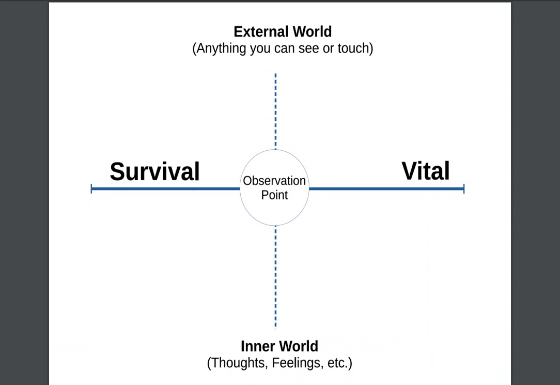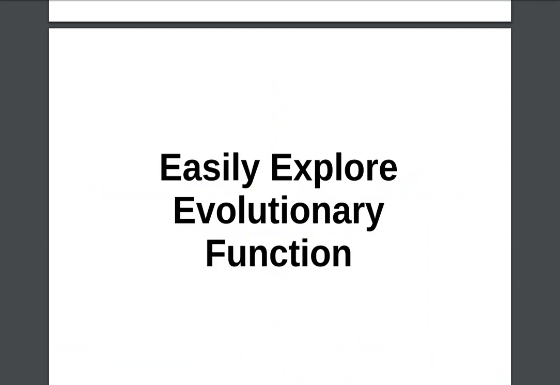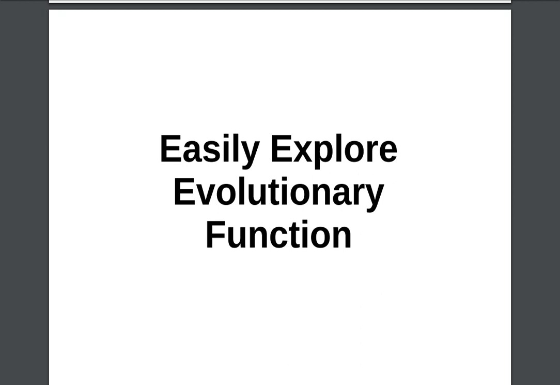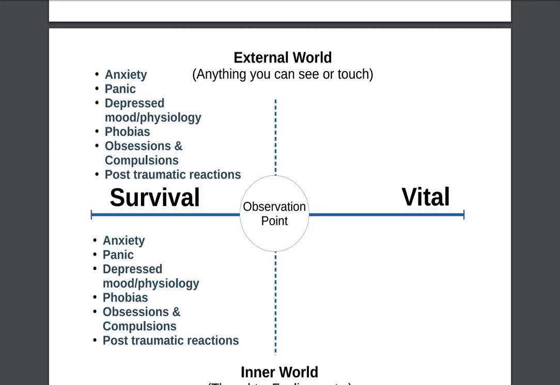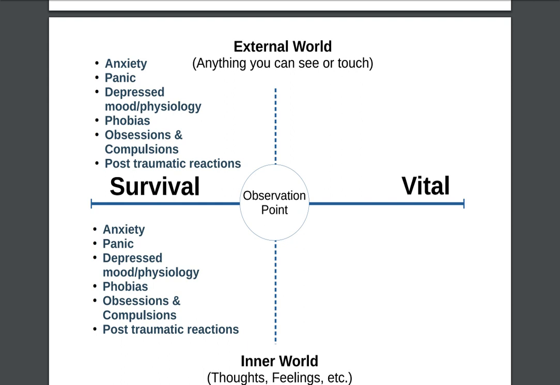The first thing you can do with the SV matrix is you can easily explore evolutionary function with clients. The SV matrix is designed to take evolutionary history into account when discussing our behavior and experiences. By setting up a system of survival and vital, we can explore how various behaviors and experiences contribute to our survival, as well as help us live a vital life. We can also explore how some of our experiences used to function for our ancestors, and how they evolved in the first place. All of these common psychological concerns have evolutionary roots, and at the end of the day, they are all related to survival in some way.